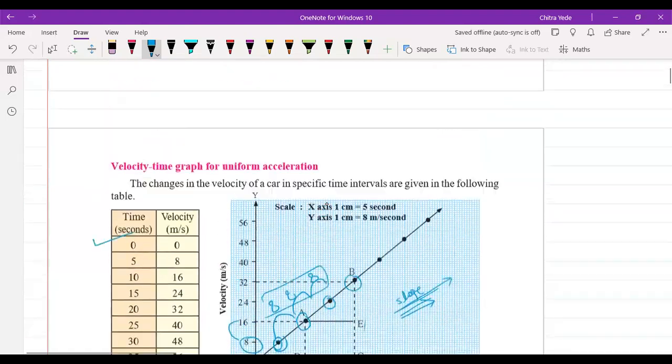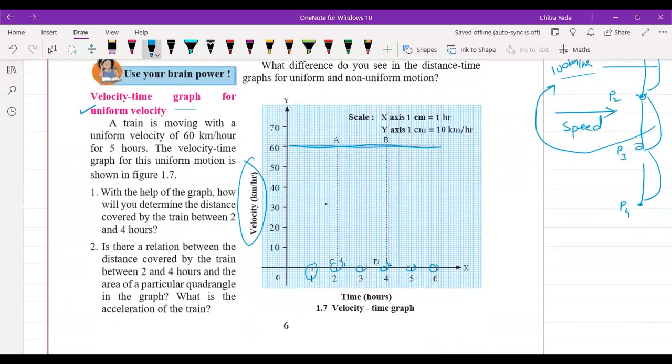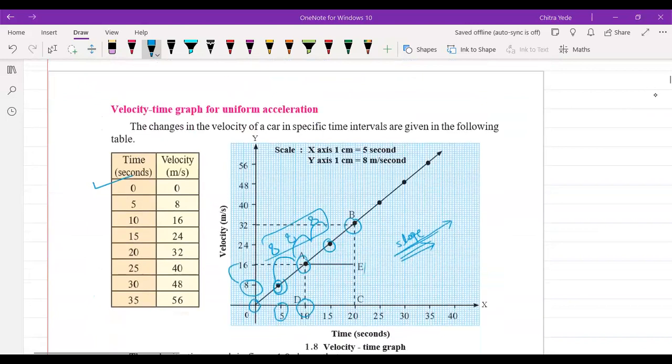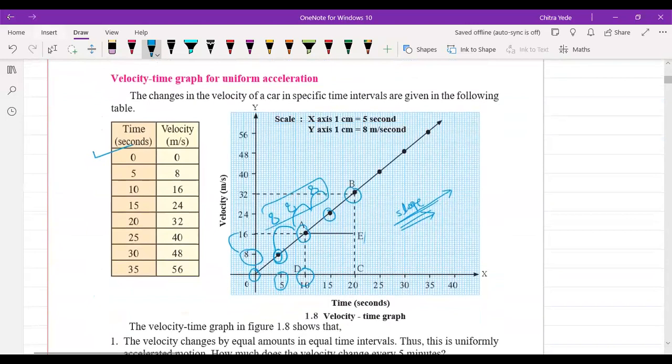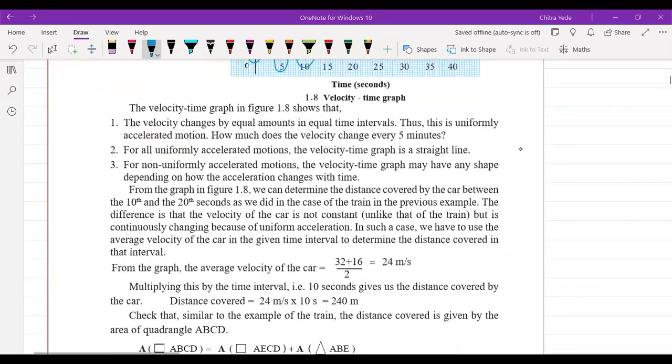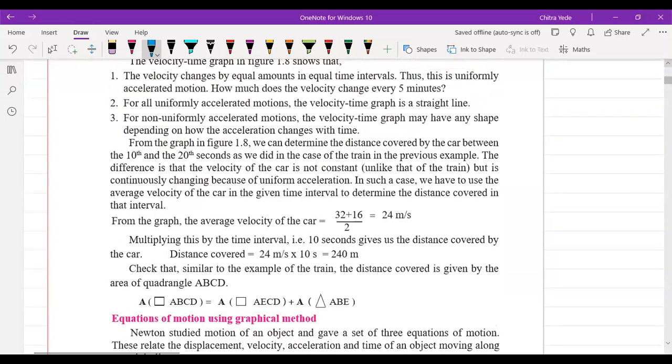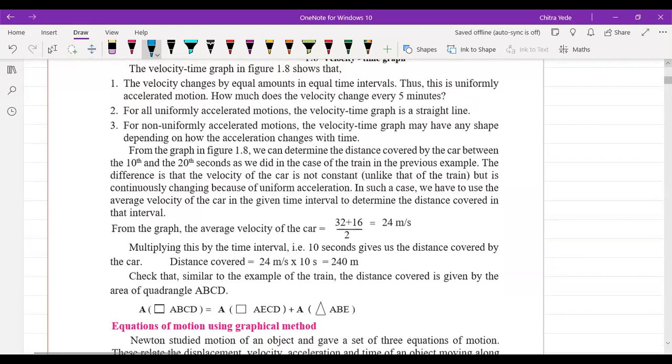You can take a screenshot for the same. Just take the first screenshot of that velocity time graph of uniform velocity. Now, next. And these are the points. Just take a third screenshot for the velocity time graph for uniform acceleration.